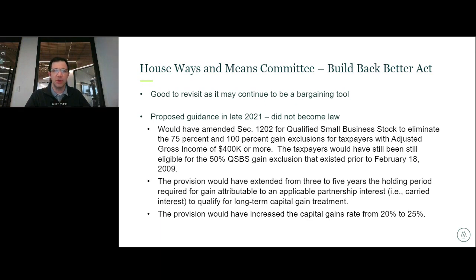Again, 1202 provides a ton of upside, and it may just be something else, along with carried interest rules, capital gains rates, and a whole host of things that could be clipped at some point in the future as the service looks to raise revenue.